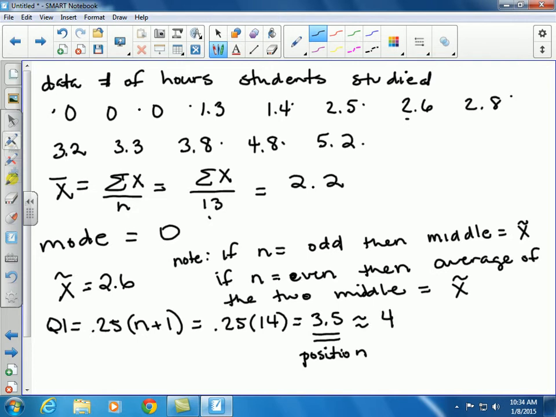So I go to my data set and I go 1, 2, 3, 4. And this is the 4th data point. So the actual quartile is 1.3. You have to be very careful. 1.3 is the answer. 4 is the position in the data set in rank order. So that's another reason why it's nice to have things in rank order.